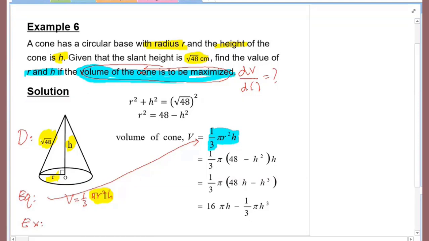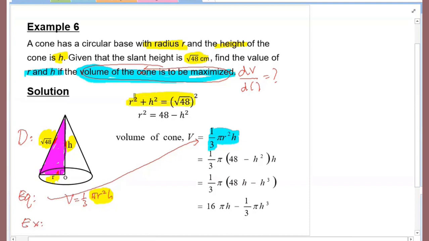Find the extra info, there must be some. Relate R and H. So what else to find? Oh, this one. We sketch, right? The cone. Okay, the idea is like this. So, consider this triangle. Right angle triangle. So, now using the Pythagoras theorem, find the connection between H and R.